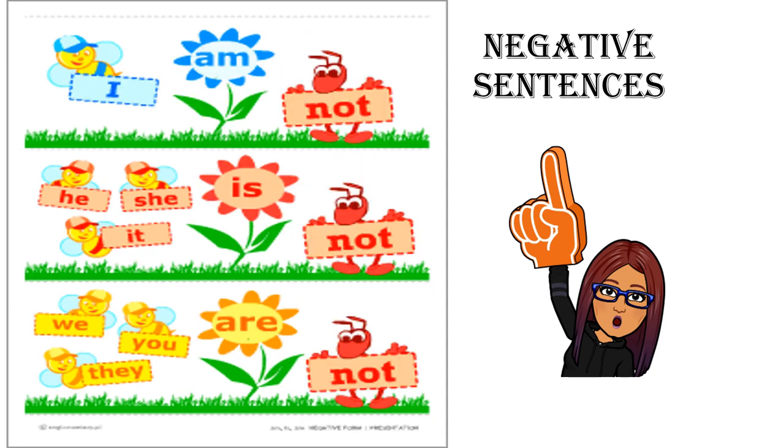Negative sentences. We use I am not, he, she, it is not, we, you, they are not. For example, I'm not happy. He is not tall. You are not friends.